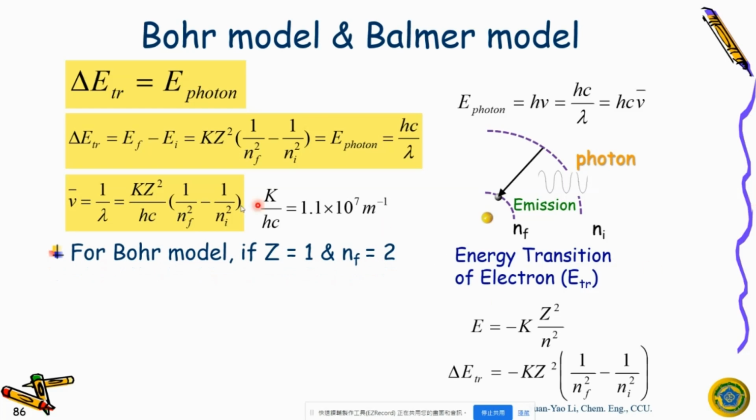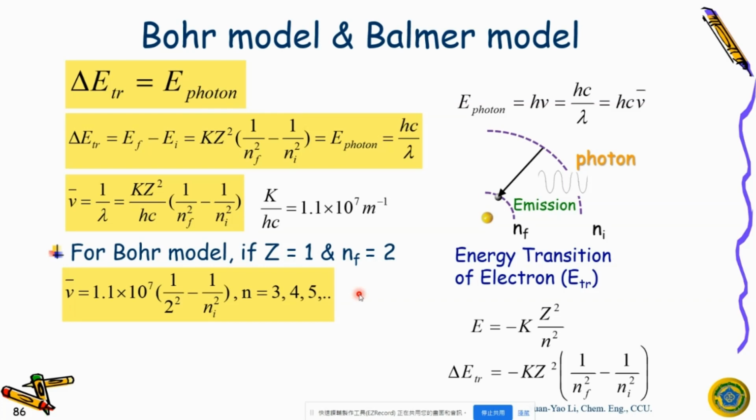Okay, so this is derived by the Bohr atomic model. So let's assume Z equals 1, which is hydrogen, right? And then n final is 2. Can you do that? Yes, we can, right? So let's assume something like this. The equation will become like this: 1.1 times 10 to the 7th, and then this and this. And because n final equals 2, then the transition has to start from n equal to 3, 4, 5, 6. This is from the Bohr atomic model.